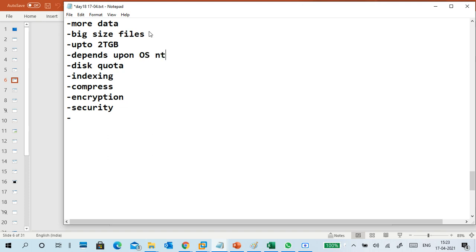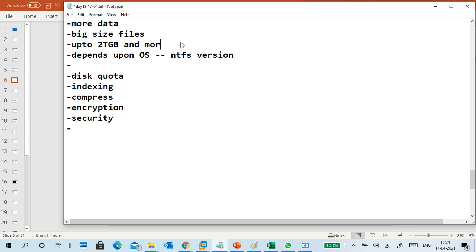The NTFS version also changes, so the version depends upon the OS. To understand it simply, I'll leave it like that. NTFS has different versions, so different versions support up to 2 terabytes, and more than 2 terabytes also it will support.